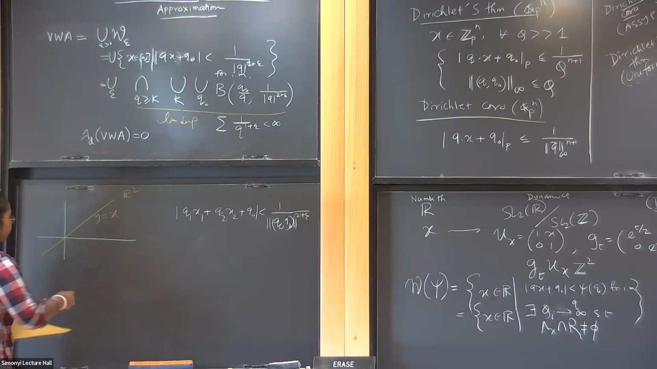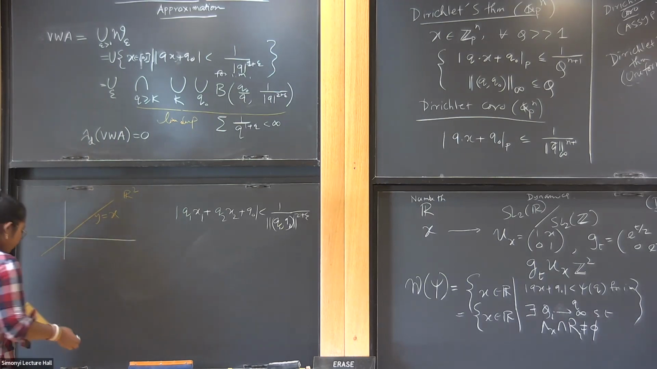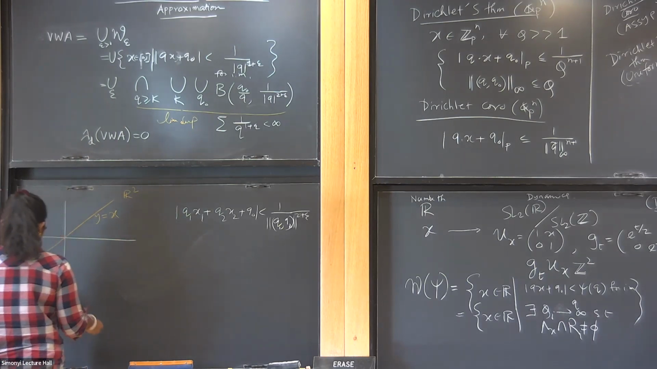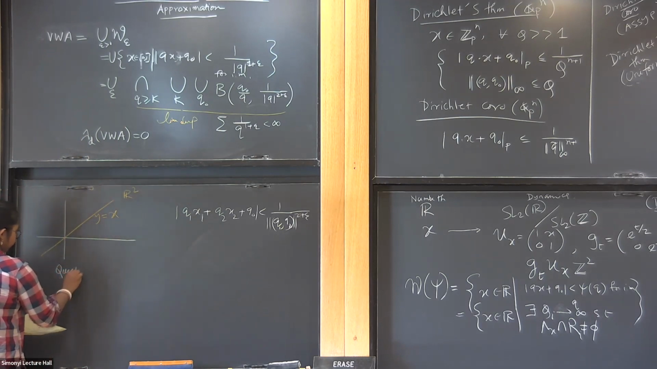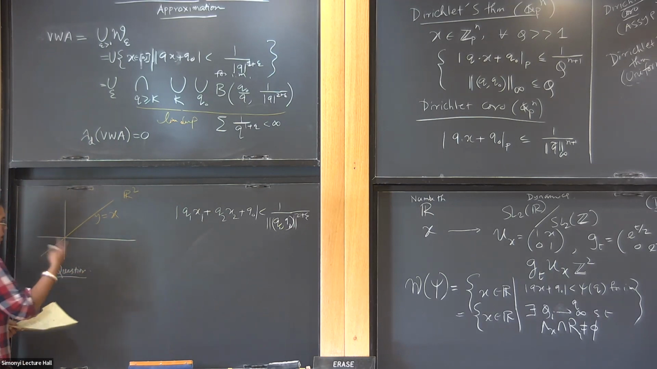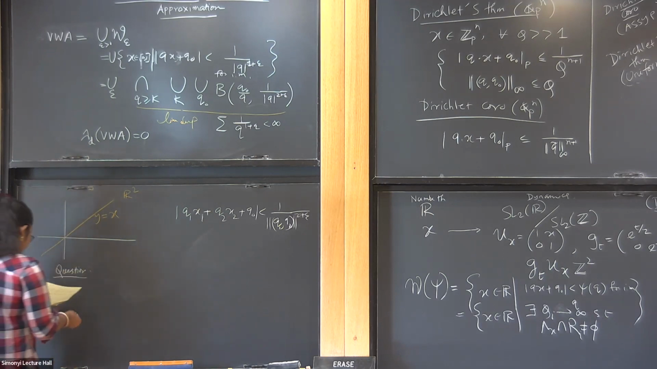So it's not true that if you look at the same set inside a curve, then it also has measure 0. That is not true. So then the question is, what is the right condition on the manifold such that the same thing as in the case of Rn holds?